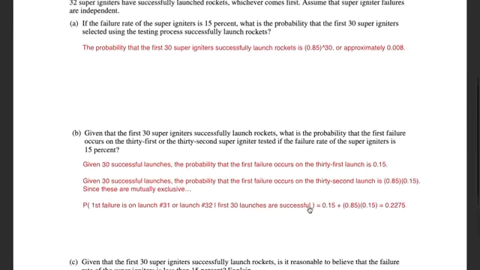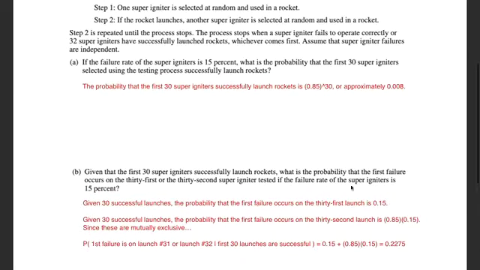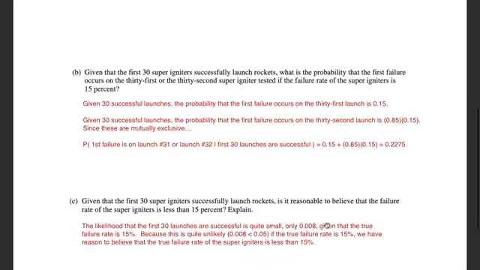It's 0.008. That's from part A. Well, given, of course, that the true failure rate is 15%. Because this is unlikely, in other words, that probability is well less than, for instance, a significance level of 5%. If this is unlikely when the true failure rate is 15%, then we have evidence, or we have reason to believe, that the real failure rate of superigniters is less than 15%.